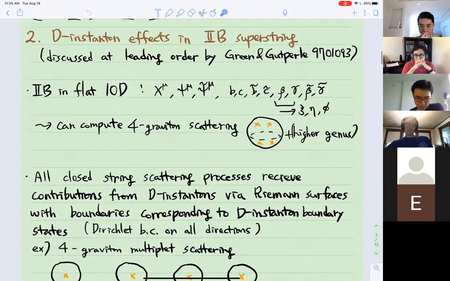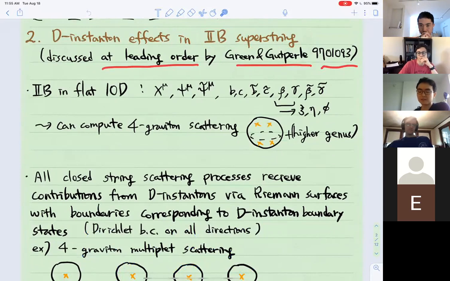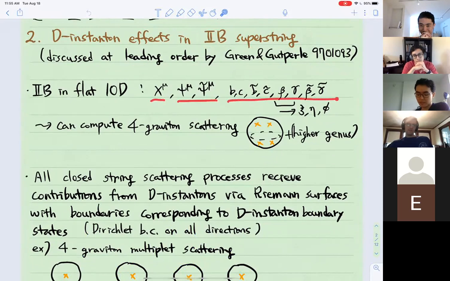Good. Let me first introduce the setup of interest. And it's the simplest setup, which is standard textbook material. It's the usual type IIB string in flat 10D. And this was actually discussed at leading order by Green and Gutperle more than two decades ago. And somehow people didn't continue to the sub-leading order computation. So as usual, there are free bosons, free fermions, and the bc, beta-gamma ghost system. So I'm working in NSR formalism. And as a grad student, the first thing you compute is things like four graviton scattering.